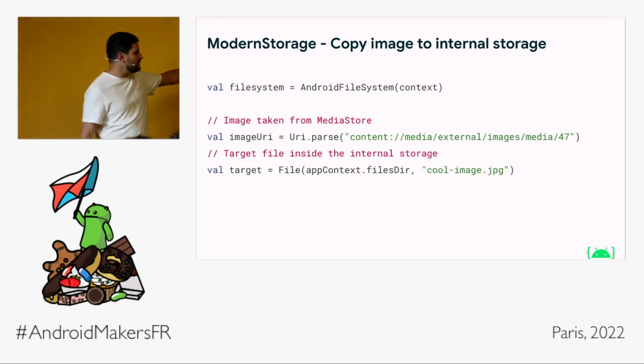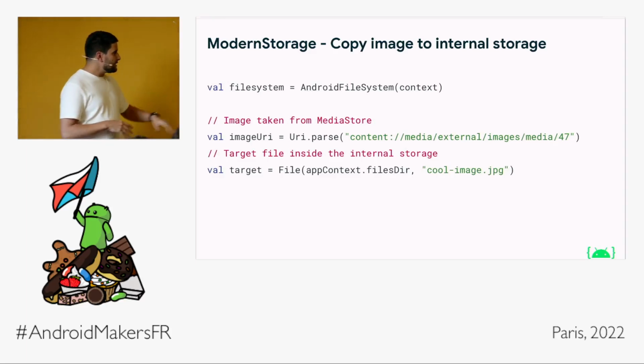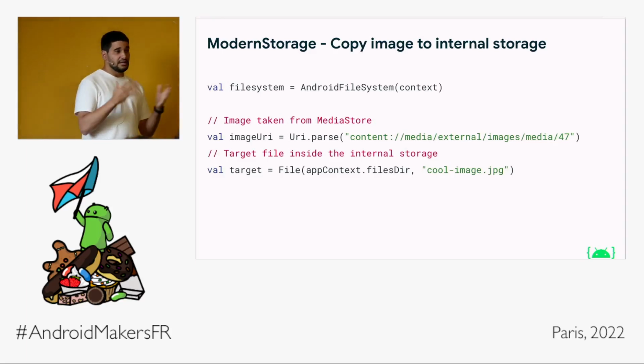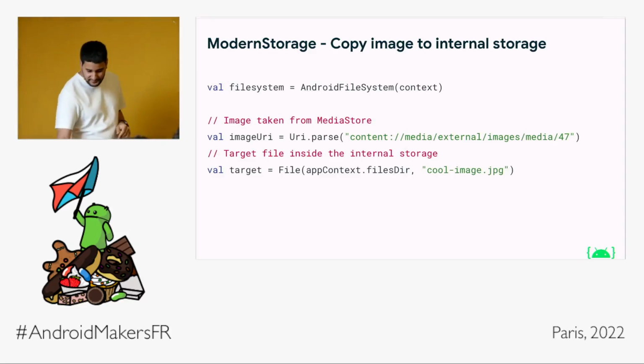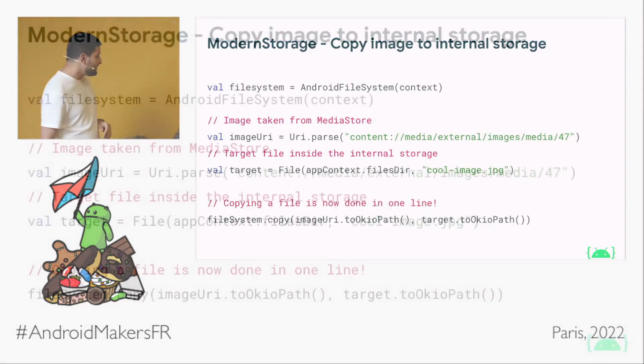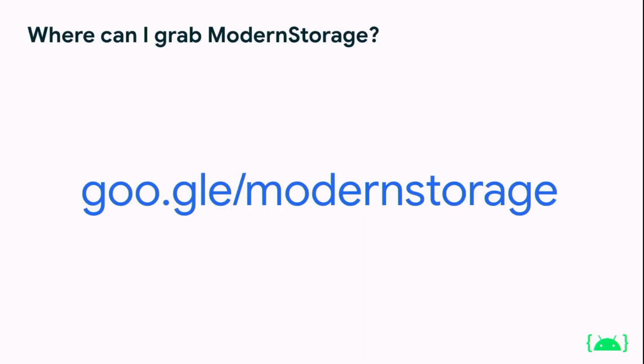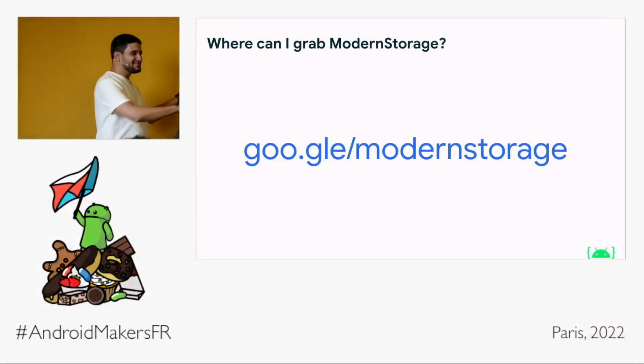So let's say you got that URI from MediaStore. You just have to get the target. In this case, it can be a file, it can be a URI. I handle both. And in the end, you just have this nice, smooth .copy method where you just specify an origin and a target and everything is done. Boom, it's amazing.